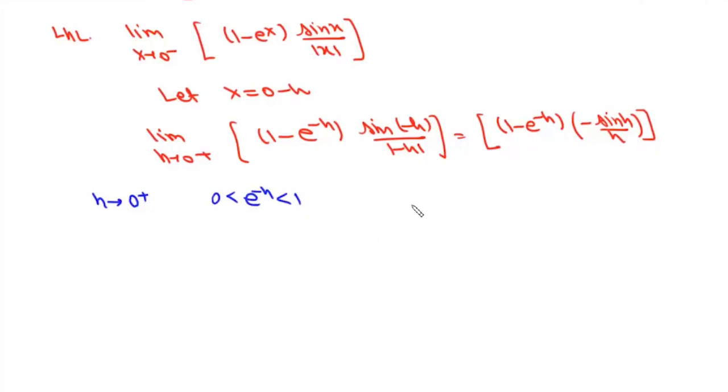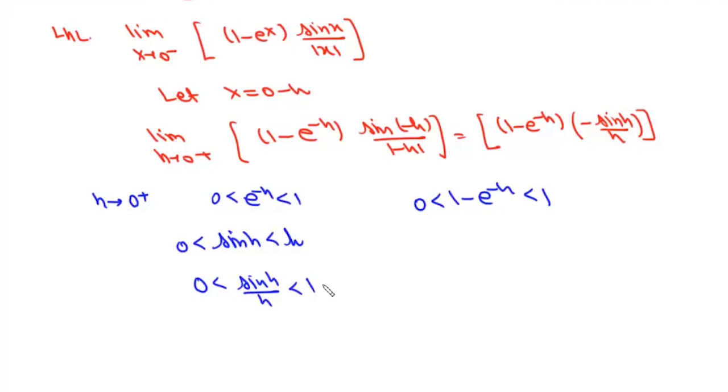Then 1 minus e to the power minus h will be greater than 0 but less than 1. In the same way, we know that if h is positive and nearly 0, then sin h is less than h, and greater than 0. So sin h upon h will lie between 0 and 1. If we multiply it with minus, then the value of minus sin h upon h will lie between minus 1 and 0.